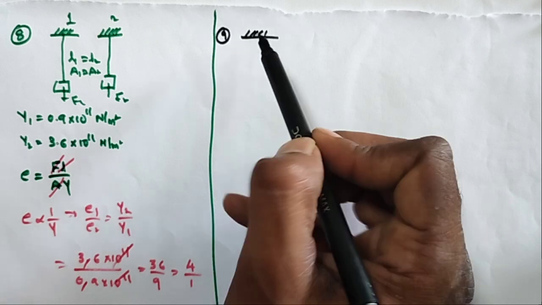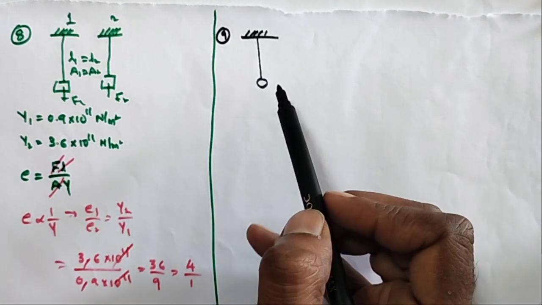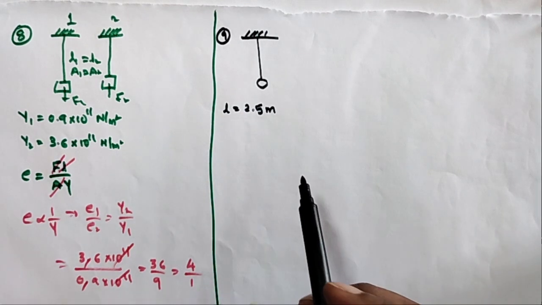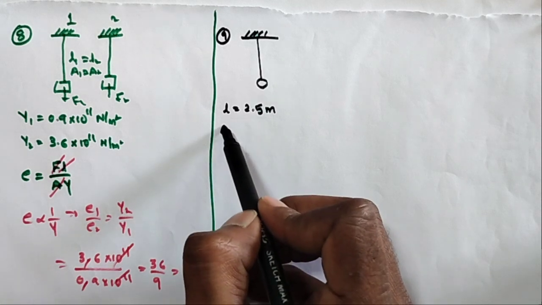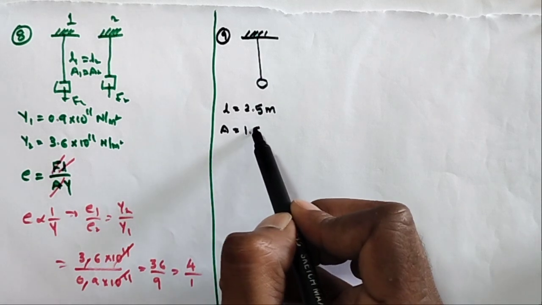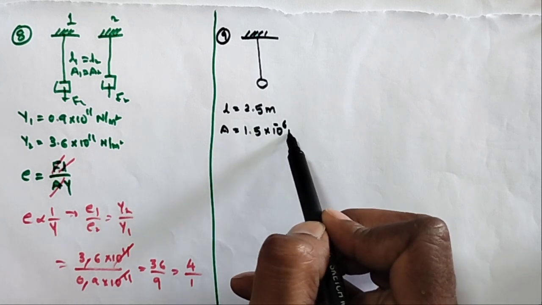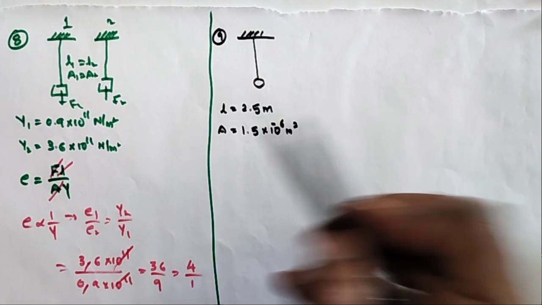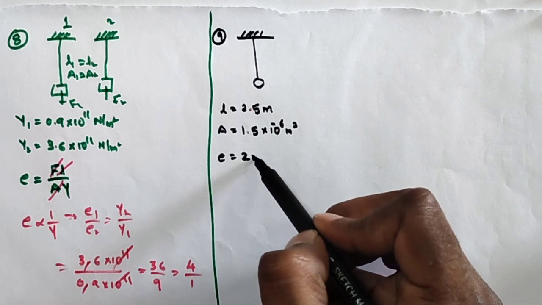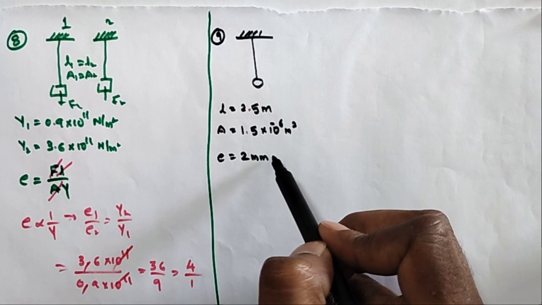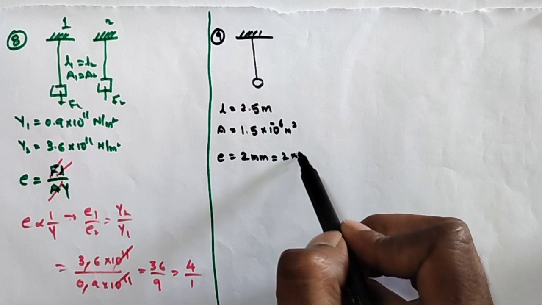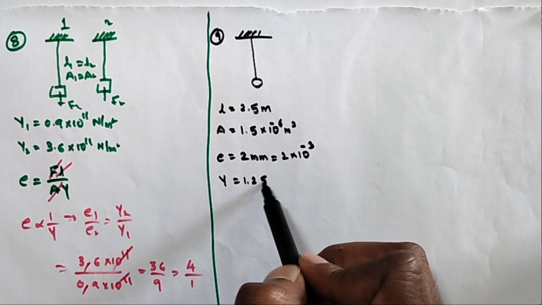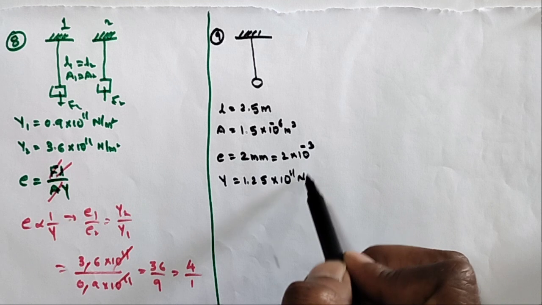So ninth one, a metal wire is given. Length L is equal to 2.5 meters. And area of the cross section A is given: 1.5 into 10 power minus 6 meters square. Stretched means elongation, so E is equal to 2 millimeters. Millimeter is given, so convert to meters: 2 into 10 power minus 3. And Y is given, 1.25 into 10 power 11 Newton per meter square.